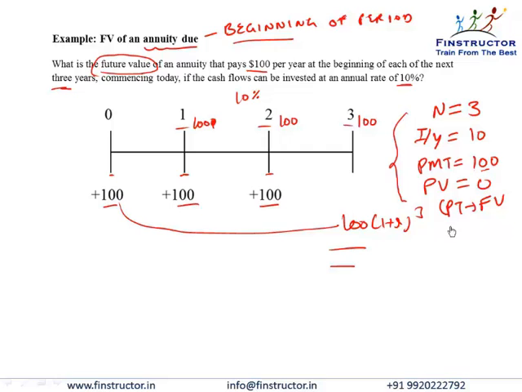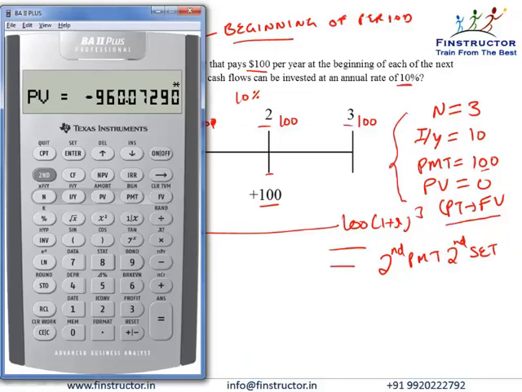So before I press compute FV, we need to tell the calculator that these payments are coming at the beginning of the periods. So press second and press PMT, and then press second and press enter. We'll just show you on the calculator. So we have 3 periods, so press 3 and press N, press 10 and press I/Y, press 100 and press PMT, press 0 and press PV.